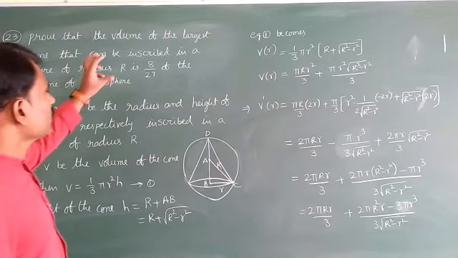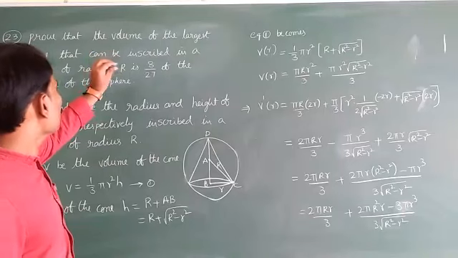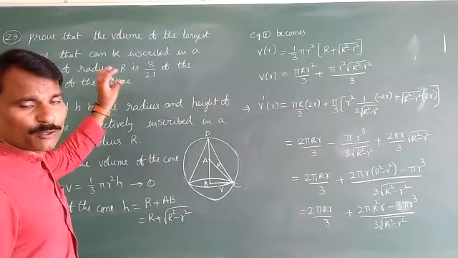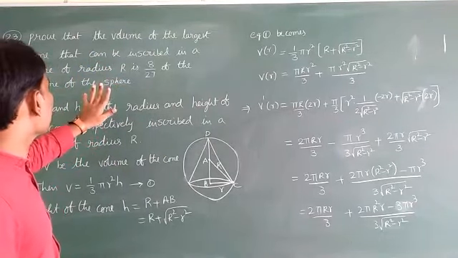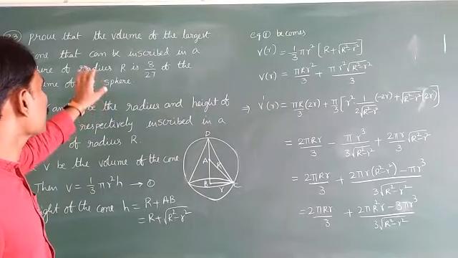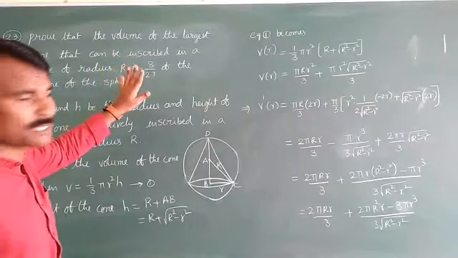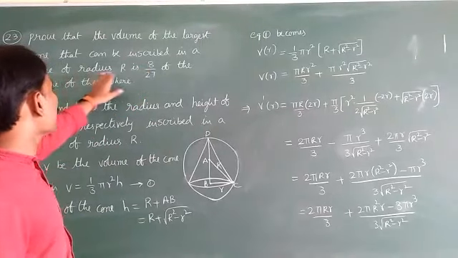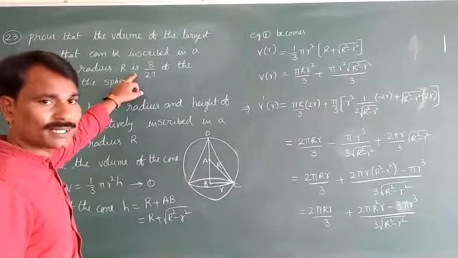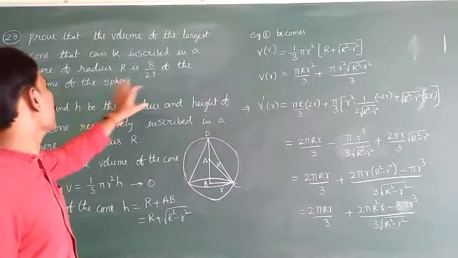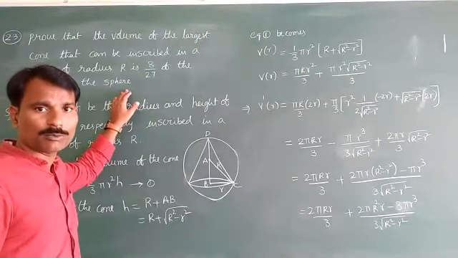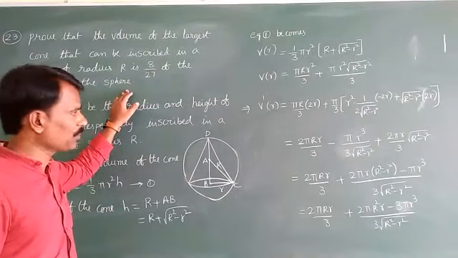That means, take the volume of a cone. If you calculate it, it will give the maximum. Inscribed in the largest means maximum. A cone inscribed in a sphere of radius capital R has a resultant volume of 8 by 27 of the volume of the sphere. That we have to prove.